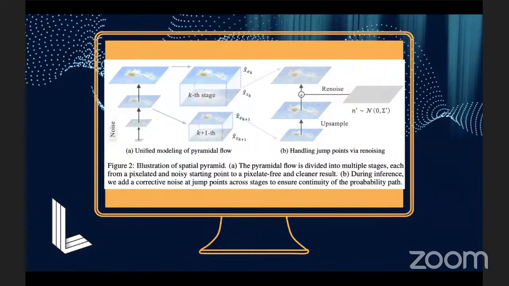This figure visualizes the spatial pyramid in action. The pyramidal flow is divided into multiple stages, as we can see, each starting with a pixelated noisy representation and progressively refining it towards a cleaner result, which is of high resolution quality. During inference, we strategically introduce corrective noise at the transition points between the stages. This ensures continuity in the probability path and prevents blocky artifacts, resulting in smoother and more visually appealing outputs.